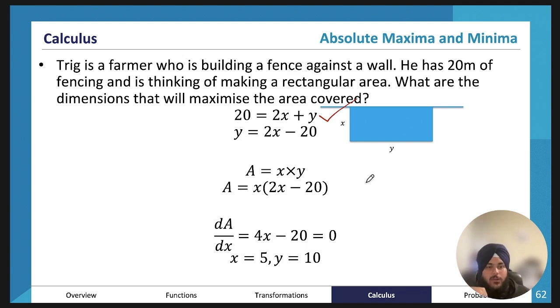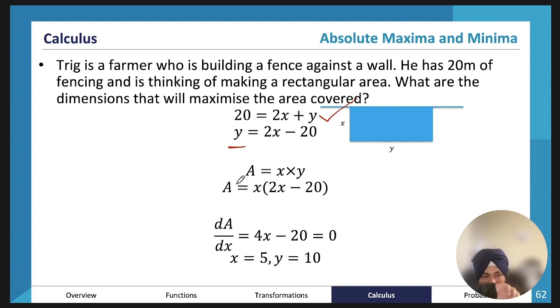Next, we can formulate a second equation for the area. We know that the area is going to be x times y. We already know what x is, it's just x. Whereas y, we have determined in this equation over here, so y is going to be 20 minus 2x. Therefore, the area becomes x brackets, with y replaced by 20 minus 2x. And now we have a much easier equation to derive and solve.